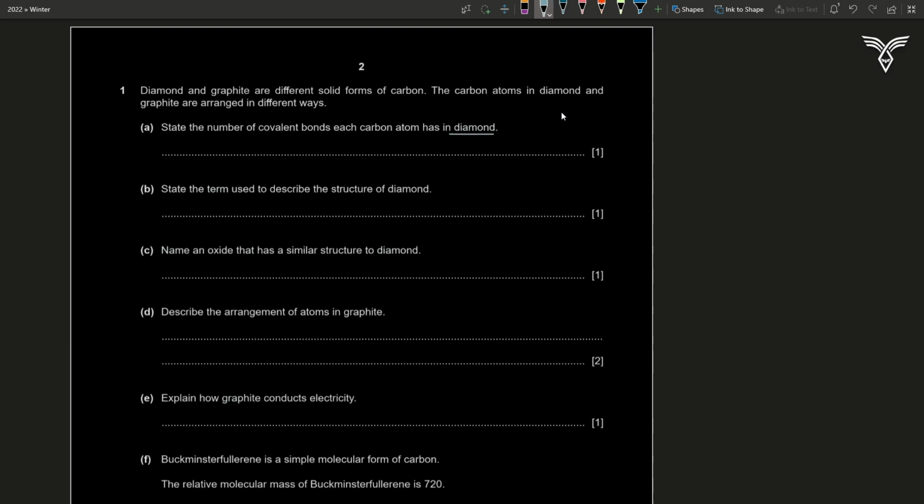طبعا احنا عارفين الستراكشر بتاع الدايموند tetrahedral. ده معناه ان each carbon is bonded to 4 more carbons. How many covalent bonds are there؟ هيكون طبعا 4 covalent bonds. طيب. B. State the term used to describe the structure of diamond.